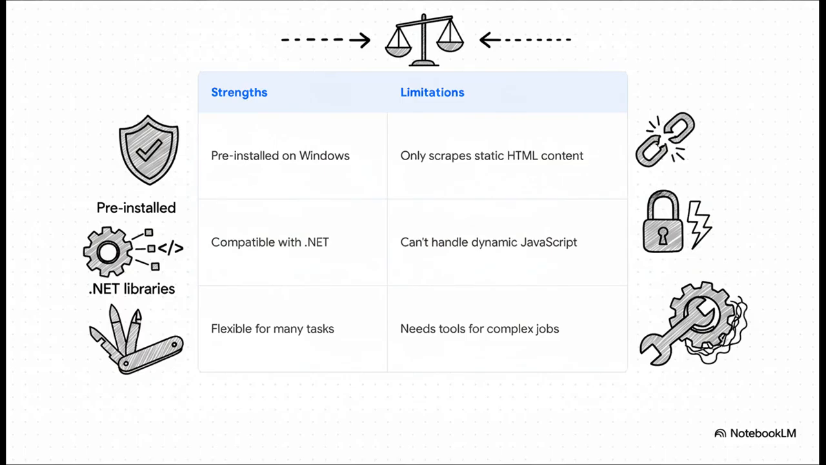So yeah, there are some trade-offs, and this lays them out pretty clearly. The big strength? It's pre-installed and it's really flexible. But, and this is a big but, it has its limits. PowerShell is fantastic for static HTML content. Think of a simple news article, where all the text loads at once. But for those fancy, dynamic sites where content appears as you scroll down, you know, the ones that use a lot of JavaScript, well, PowerShell can't really handle that. For those jobs, you might need to reach for something a bit more heavy-duty.